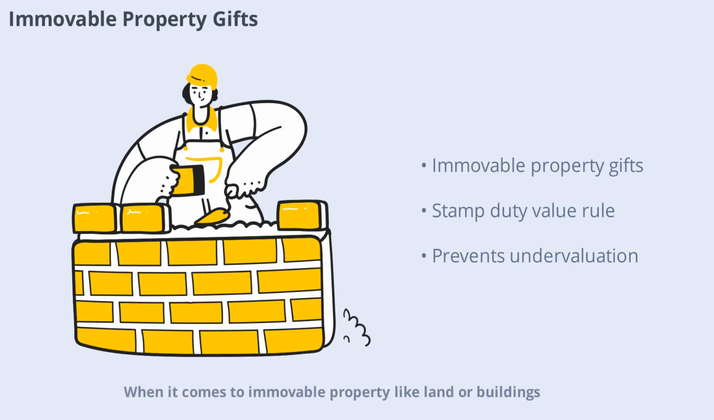When it comes to immovable property like land or buildings, the stamp duty value is the key. If you receive such property as a gift and the stamp duty value exceeds Rs. 50,000, the entire value is taxable. If you buy property for less than its stamp duty value, the difference is taxed if it exceeds Rs. 50,000. These rules prevent undervaluation and tax evasion.